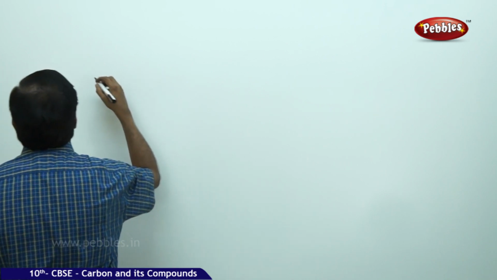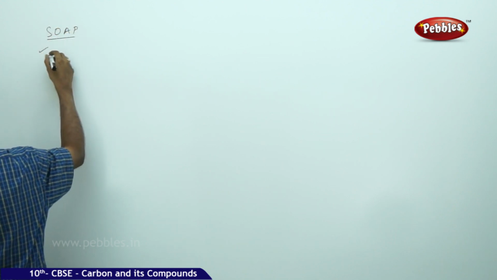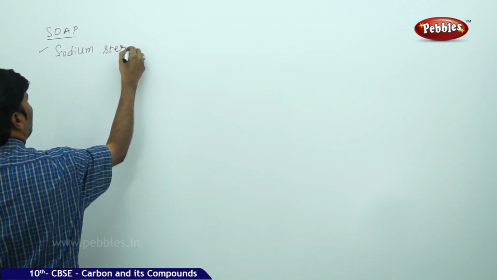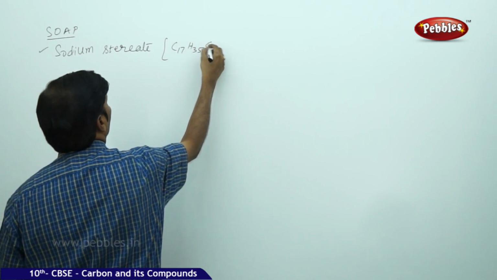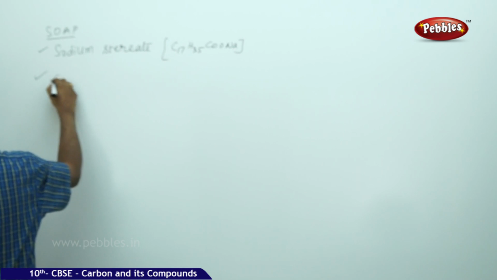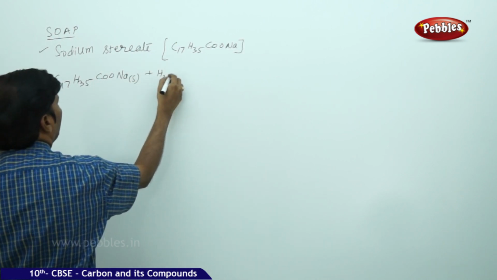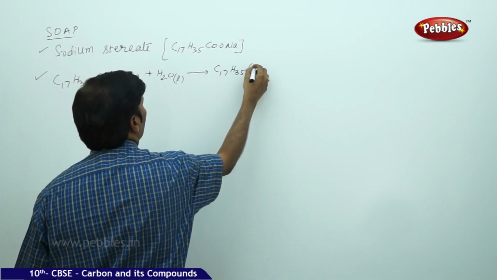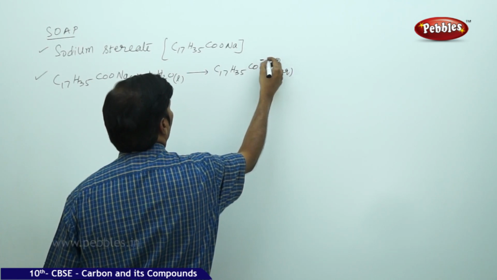So let's continue the topic, that is cleansing action of soap. In this cleansing action of soap, as already I told you, if you take the example of soap, sodium stearate, the molecular formula is C17H35COONa. This C17H35COONa is a solid. You are dissolving it in water, that is liquid, and you are going to get C17H35COONa aqueous. So I can take one negative charge and one positive charge.